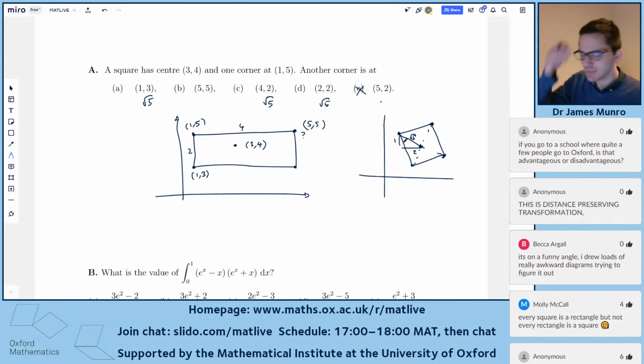Some people got a bit confused between squares and circles. Some people checked the distance to these points and forgot that not all of those points are corners of the square. I think I threw in a couple of these for extra coordinates. It's a distance preserving transformation, said someone in capitals, which is terrifying flashbacks for me. Cool. It's on a funny angle. Loads of diagrams trying to figure it out. Sorry.